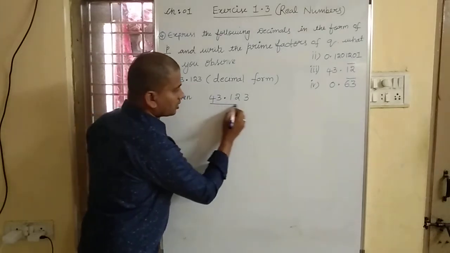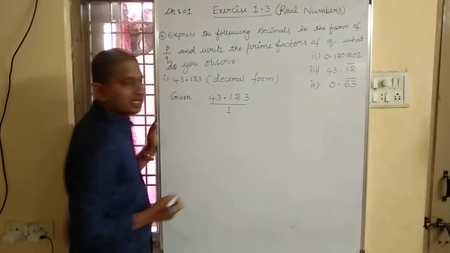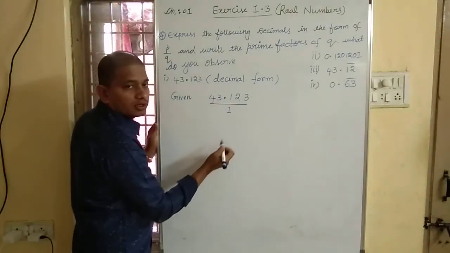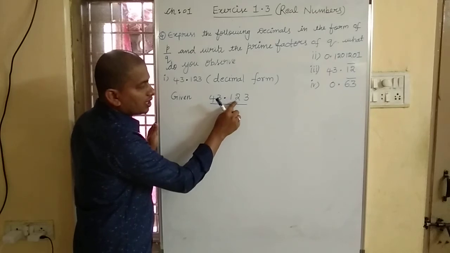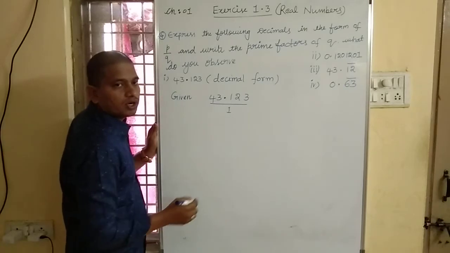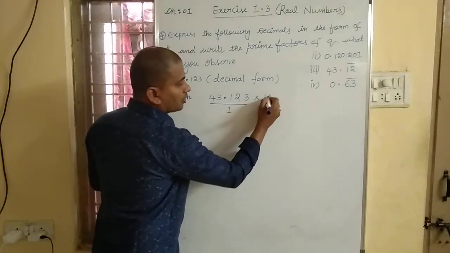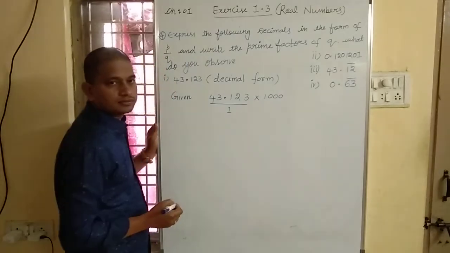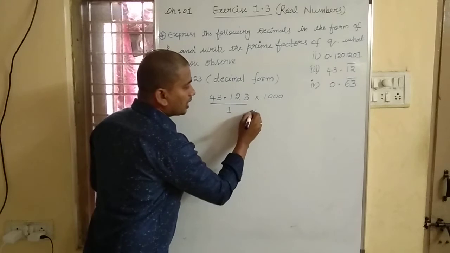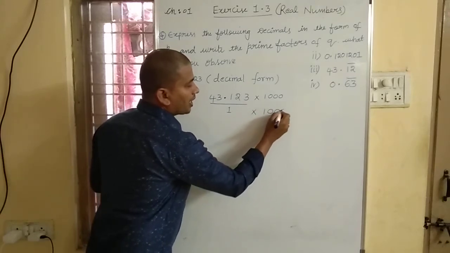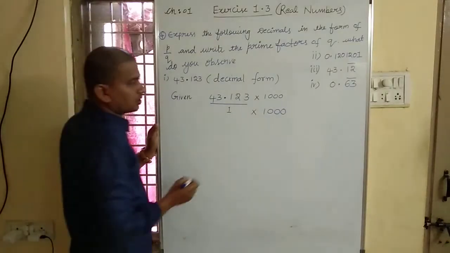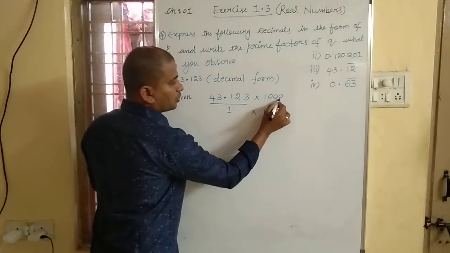So nothing means, put it as 1. Here after the decimal point we have 3 digits, 1, 2, 3. So what do you do? You multiply by 1000. When we multiply the numerator by 1000, at the same time we have to multiply the denominator also by 1000.